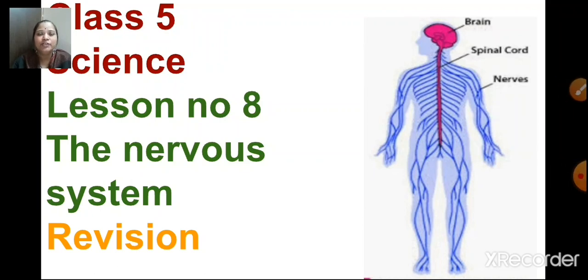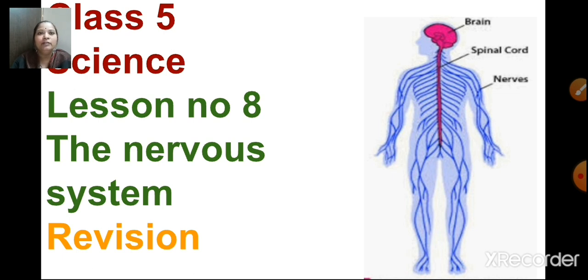In the previous session, we revised lesson number 7, Bones and Muscles. We solved the questions from lesson number 7. In today's session, we are going to revise lesson number 8, the nervous system. Children, we have already discussed this lesson, right? So, be ready with your answers before I tell you the correct answer. Hope you are reading the textbook as I told you to do.